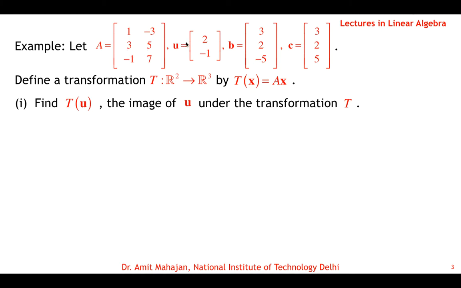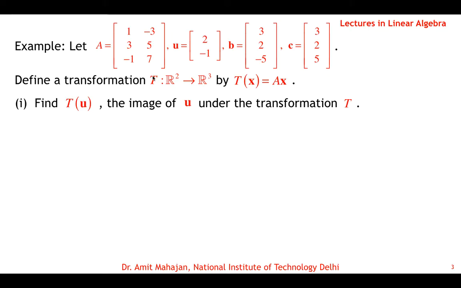Given the matrix A and some vectors u, b and c, clearly the u vector has two elements, so u is a vector of R2, and the b and c vectors have three elements, so b and c are vectors of R3.